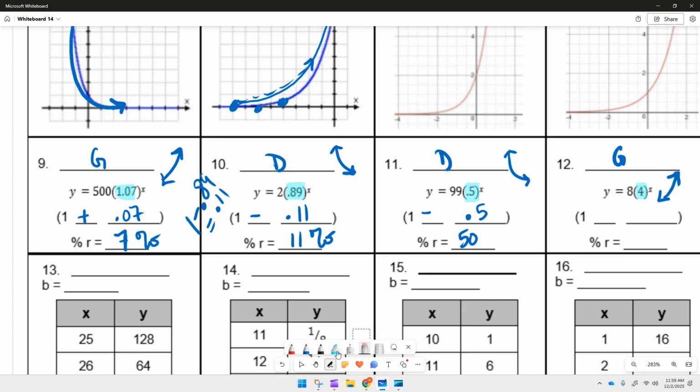Yeah, my percentage symbols are awful. My handwriting's still better than a lot of y'all's.